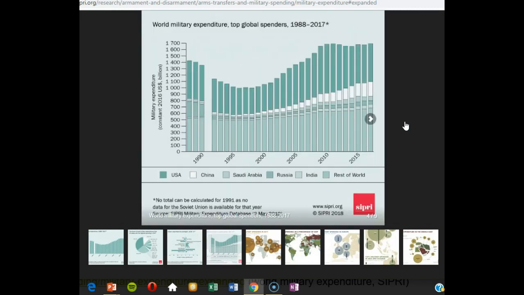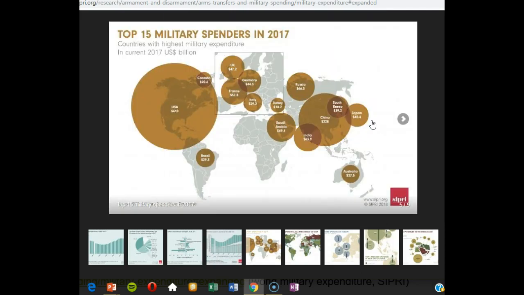Have a look here again at the top global spenders. So that proves the point about USA, China, and then the next highest, Saudi Arabia, Russia, India, and then basically the rest of the world. Here it's presented again in a different way. Wow, you can really see it the way it looks here. That's huge. So look at the sizes of the circles. Massive. USA and China again, and then again Saudi Arabia, Russia, India, South Korea.